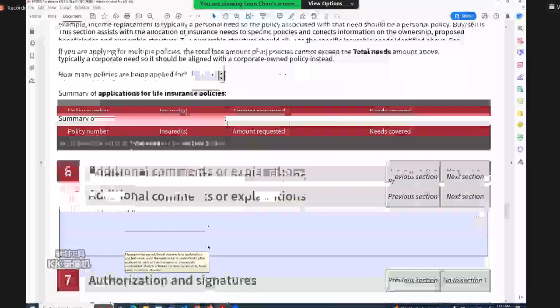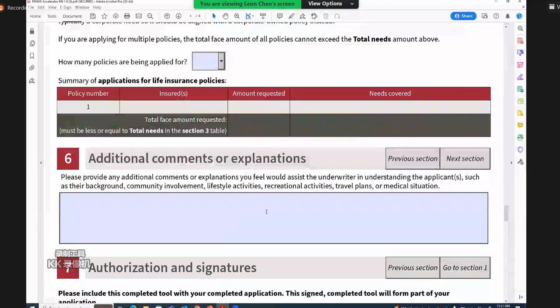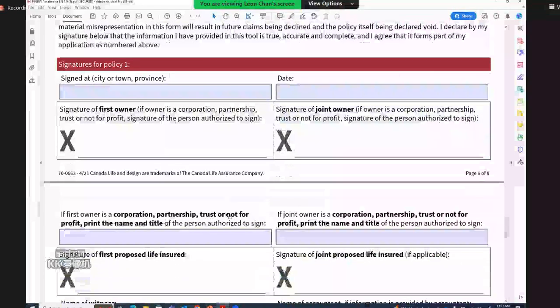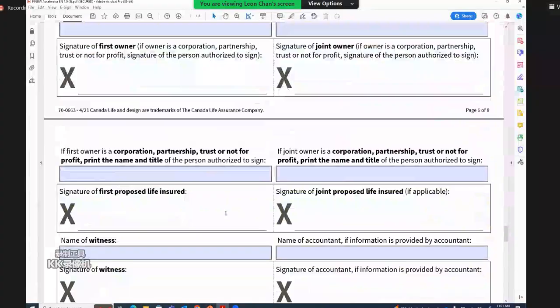So, yeah, going down, it's really just potentially additional comments or explanations that you may have for that client themselves, and signatures down below. I know that I did cover this relatively fast. It's a good idea, if you have cases, to go over this, see how it works, and work through it.